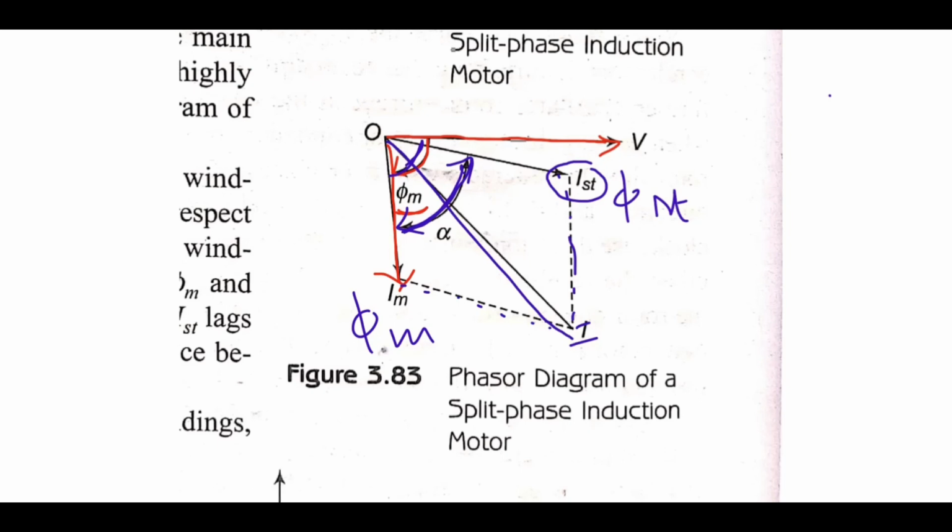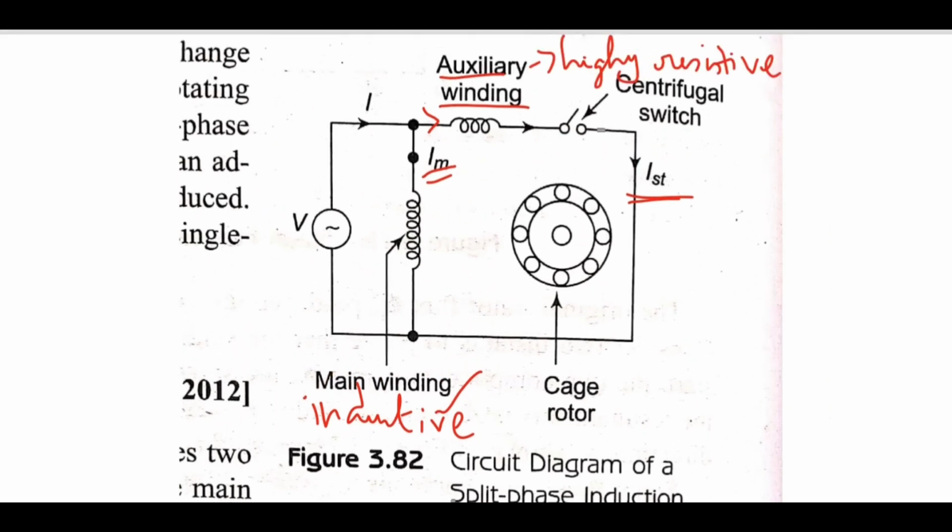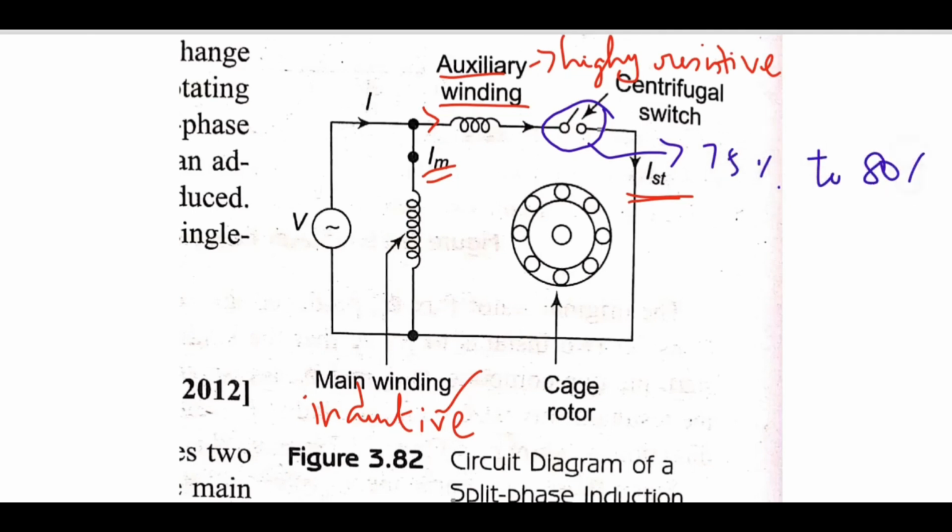Now the split phase induction motor has a centrifugal switch. Once again I will show you the diagram. Here is a special switch arrangement called a centrifugal switch. You may have a question, what is the purpose of the centrifugal switch? The centrifugal switch is used to disconnect the auxiliary winding from the induction motor when the motor reaches 75 to 80% of the synchronous speed.